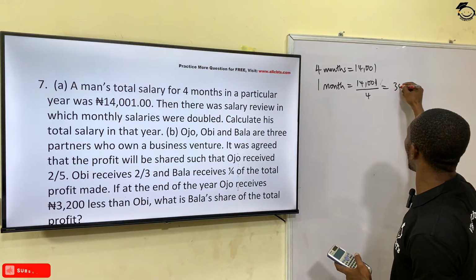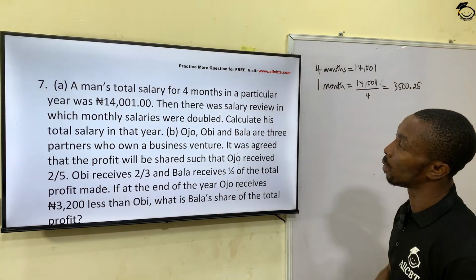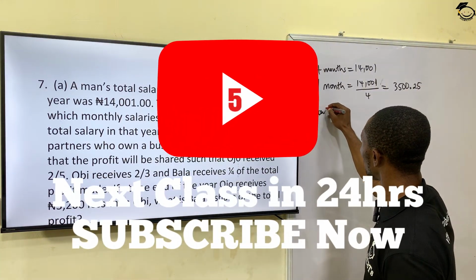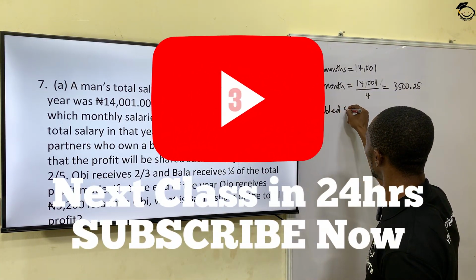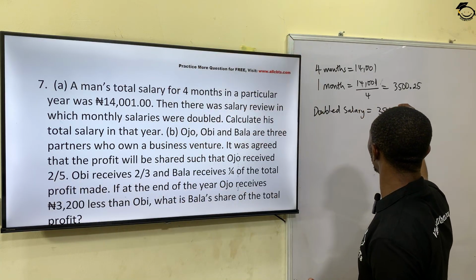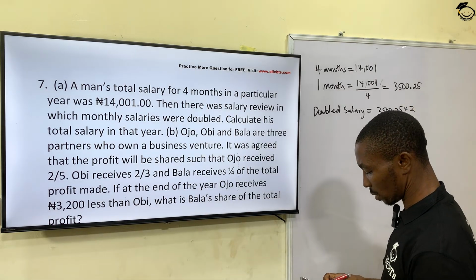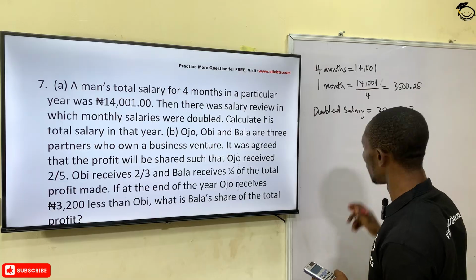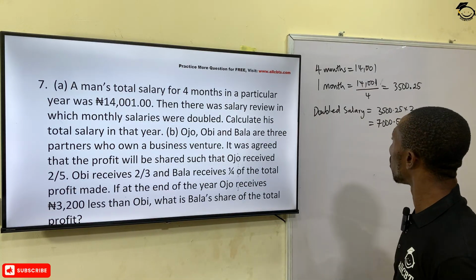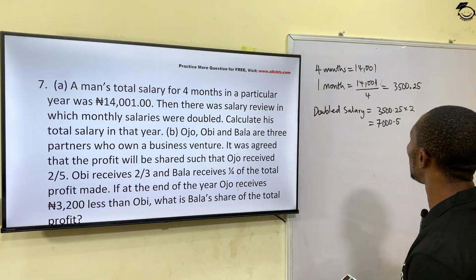We have 3,500.25. Now, they said the salary was doubled. So the doubled salary would be 3,500.25 times 2, which will give us 7,000.5. Now it says calculate his total salary in that year.